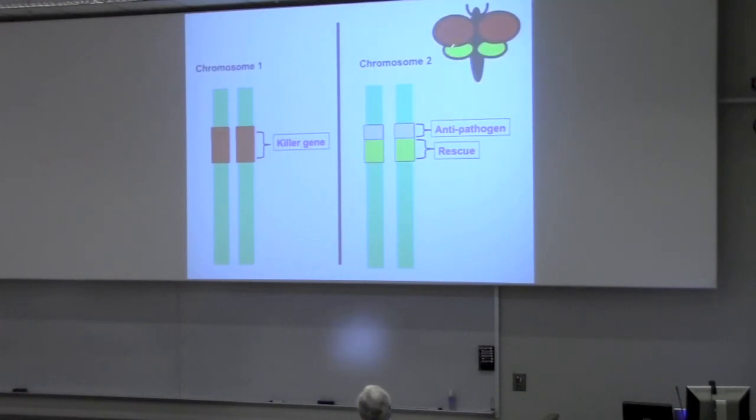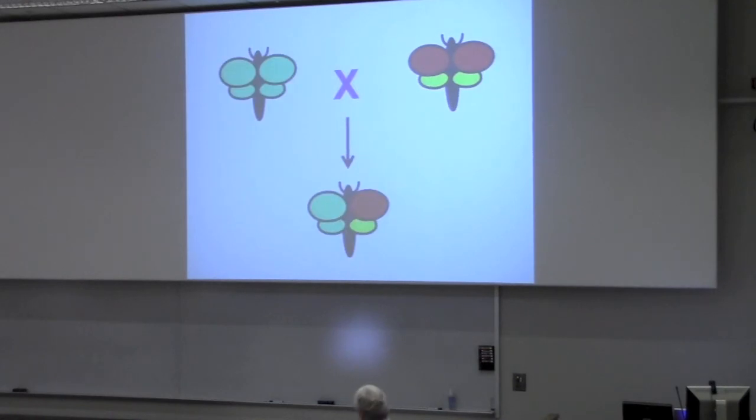So you wind up with an individual that's homozygous for the killer, homozygous for the rescue, and that individual will be happy, right? Because it has both. So if you have an individual that has both, mates with a female that doesn't have either one, you get one that's heterozygous for both, and that's happy, because these are dominant acting genes.